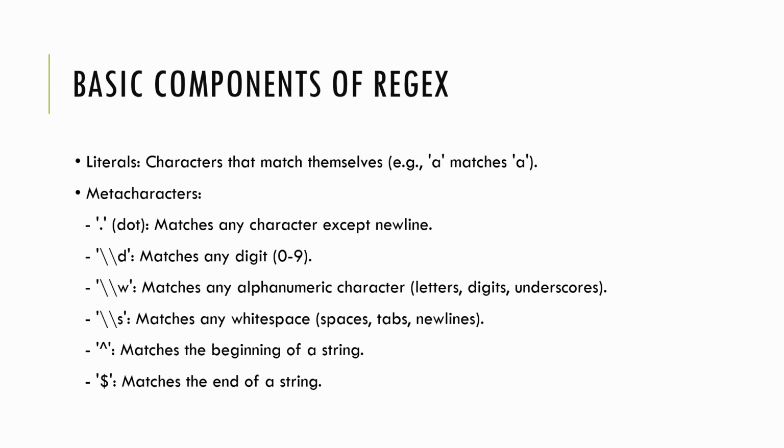Regular expressions are built using basic components. Literals are characters that match exactly. For example, a matches the character a. On the other hand, meta characters are symbols that have special meanings. For example, \d matches a digit, and \w matches a word character.